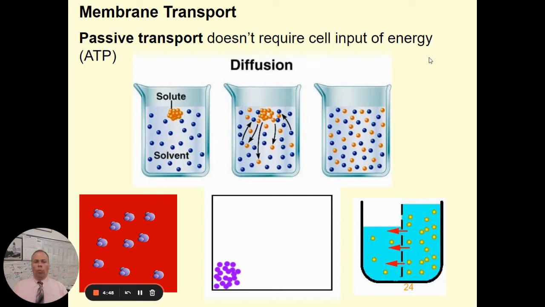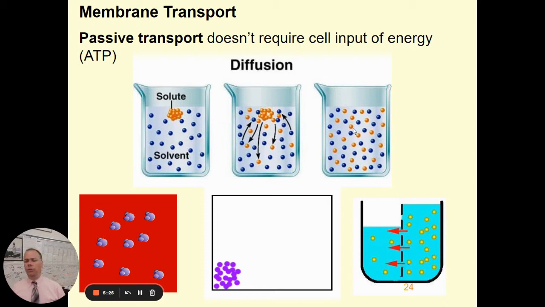When we have different concentrations of a molecule on each side of a membrane, what can happen is what we call diffusion. Diffusion is the movement of molecules from an area of higher concentration to an area of lower concentration. We can see here these molecules in yellow are diffusing and spreading out to a lower concentration. Same thing here. We have a concentrated area of solute, and it's going to equally distribute over time due to diffusion.